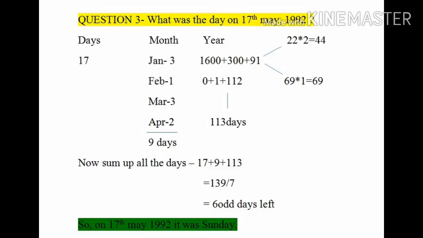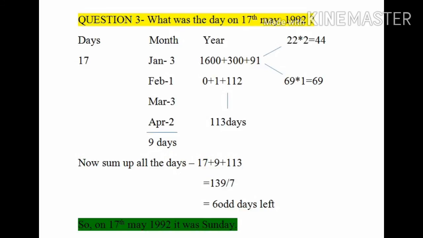February gives us 1 odd day because 1992 is a leap year. That's why it gives 1 odd day. Otherwise a non-leap year gives February 0 odd days. In the year section we took 1991. Divide 1991 in 3 parts: 1600 plus 300 plus 91. Here 1600 is a multiple of 400, that's why it gives us 0 odd days.